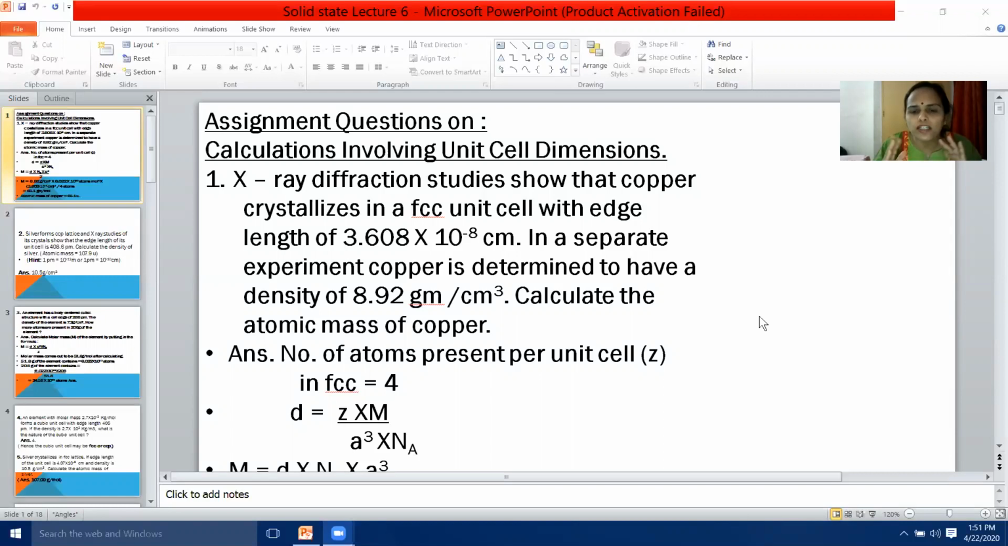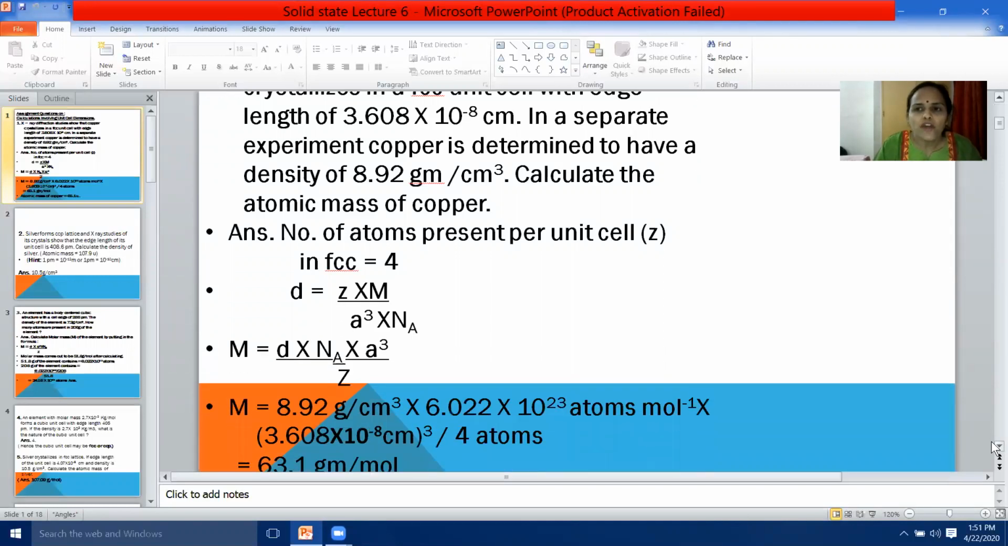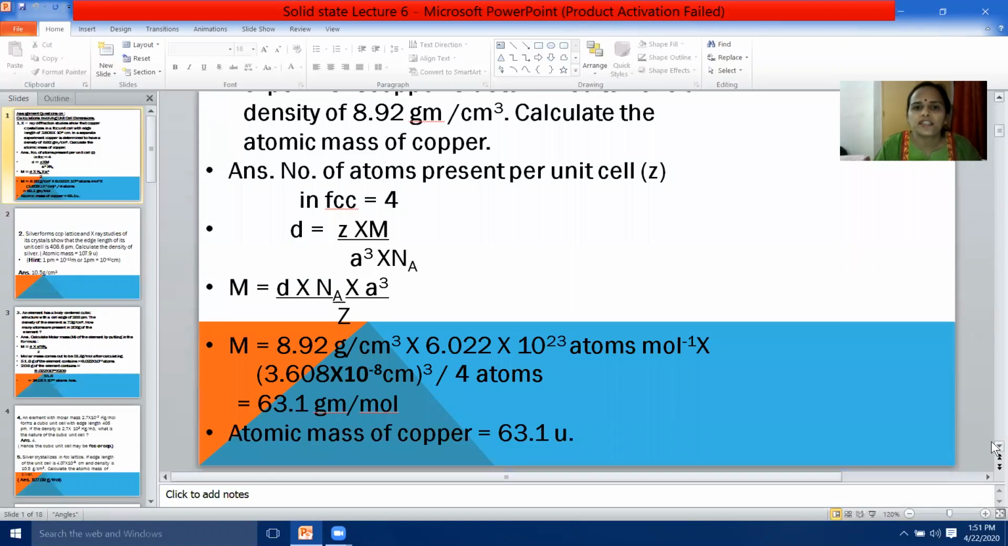So here you need to calculate M, capital M, the molar mass of copper. We know that in an FCC unit cell, the number of atoms present per unit cell, that is the value of Z in FCC, is equal to 4, right? We have read this previously and many times I have told you. And the calculation of density, that is D, is dealt with in the formula I dealt with in the last video. So here we are applying that formula.